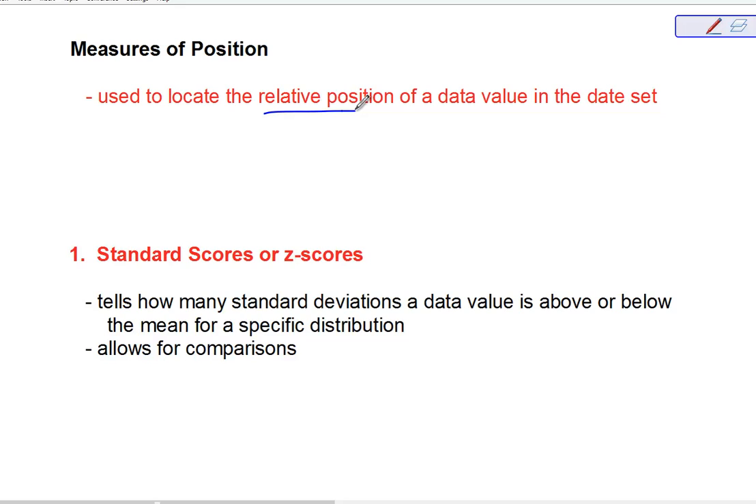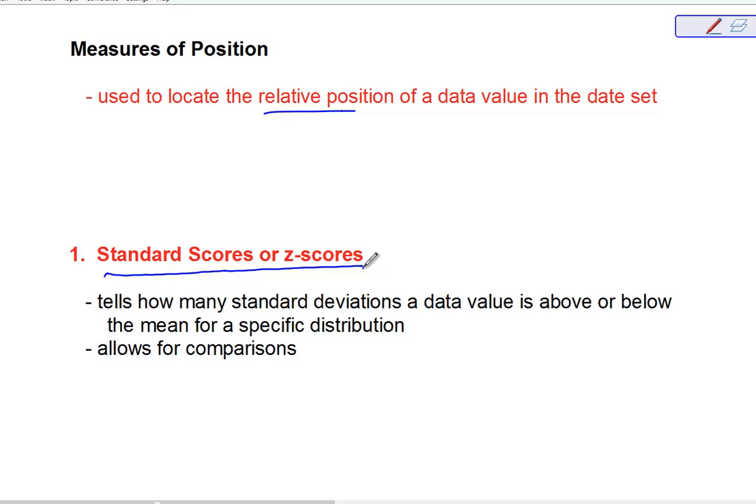Like we know that the mean is usually a measure of the middle. Well, even that, we need to be able to compare. We need to be able to look at that measure of position. The first type that we're going to look at is what we consider the standard score, or the z-scores.